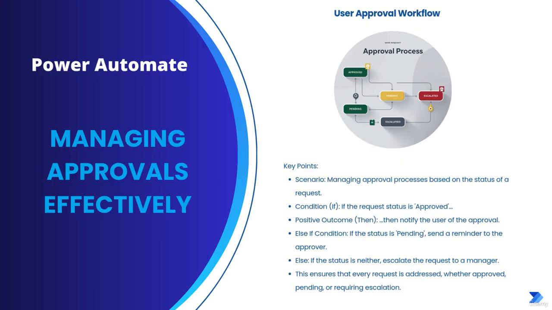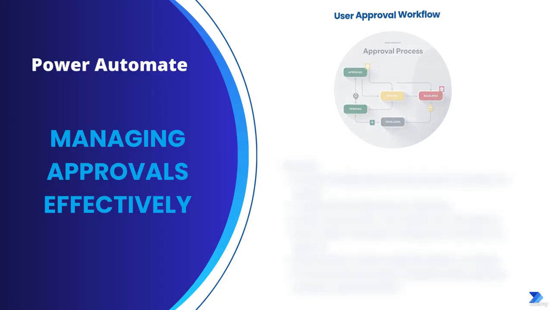If the status is neither approved nor pending, the workflow escalates the request to a higher authority, ensuring that no request goes unnoticed. This example highlights how the if-else construct can streamline the approval process, ensuring that users are informed and that requests are processed efficiently.